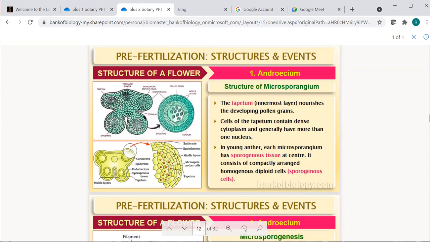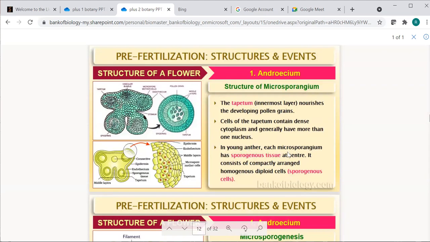Middle layer क्या बनाता है? It makes food. It is also called as parenchymatic. Parenchymatic cell helps in making food, the middle layer. Then tapetum, the fourth layer, it snatches the food from the middle layer and nourishes the developing pollen grain. In the young anther, the cells of the tapetum contain dense cytoplasm and have more than one nucleus.